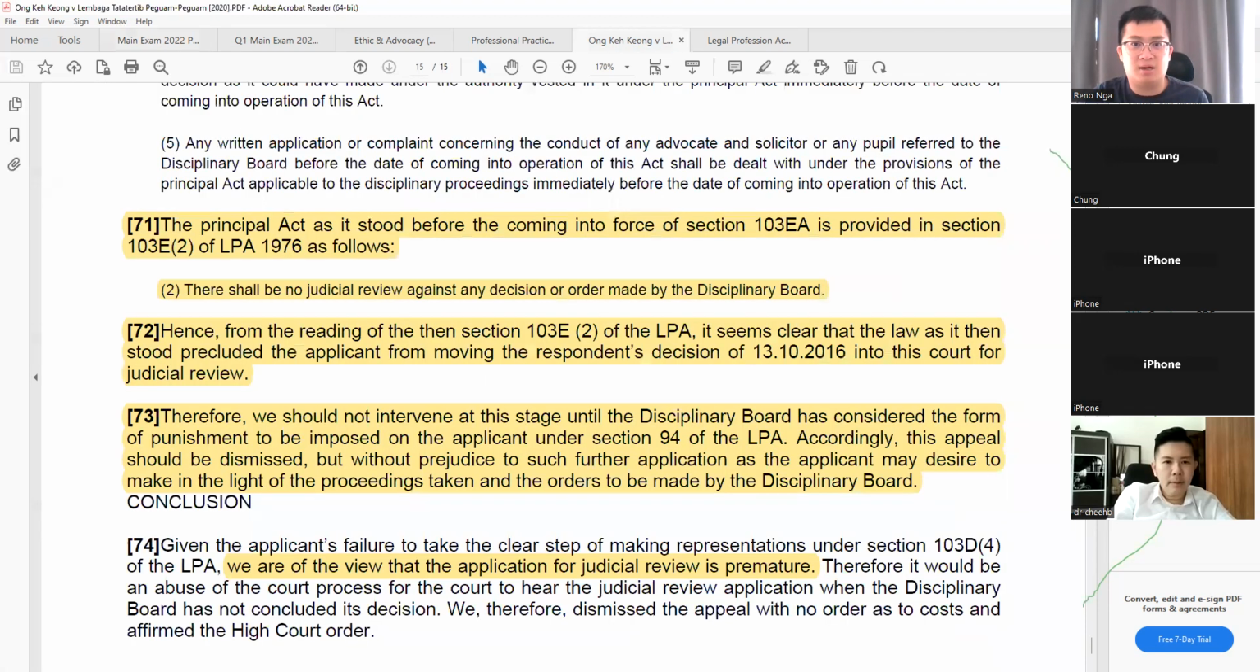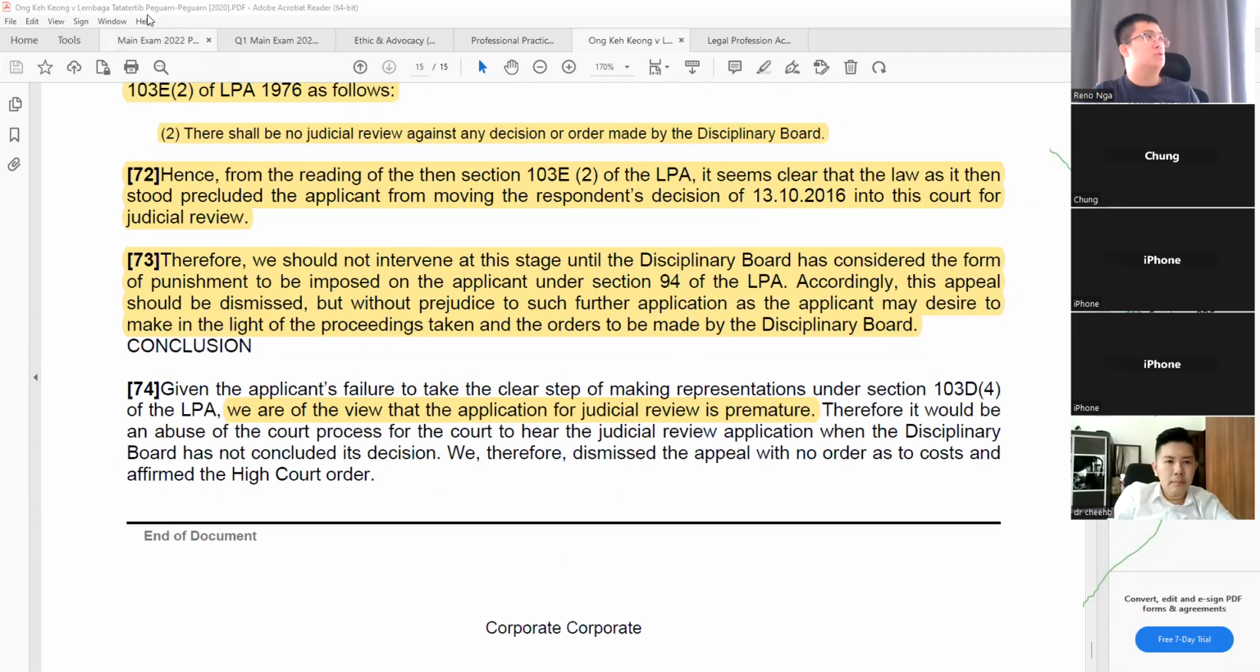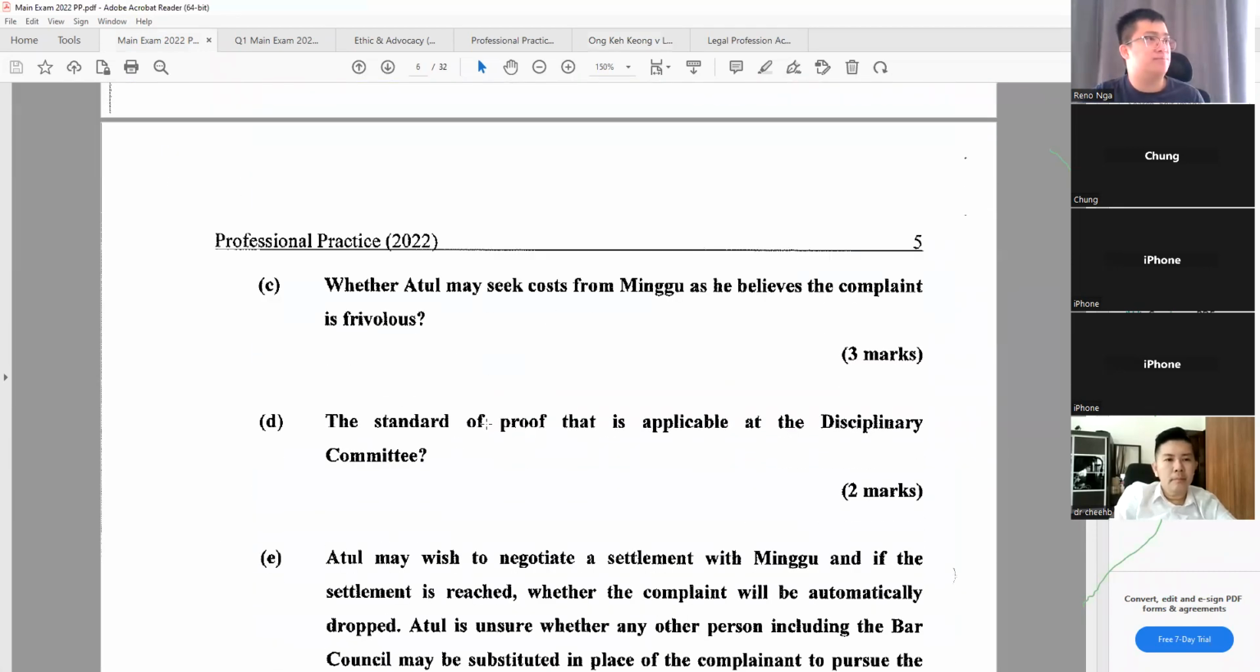I will share this case also. Wait. Ong Keng Kiong. Okay, share already. Okay. Okay, so let us continue. Okay, so we go to next one.